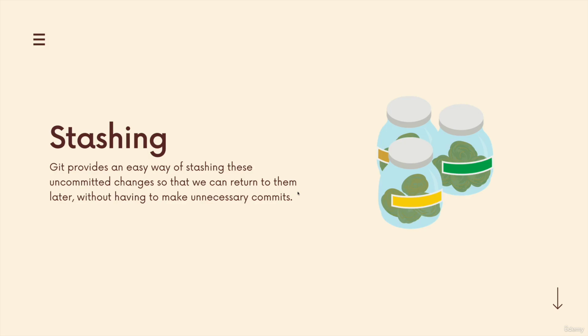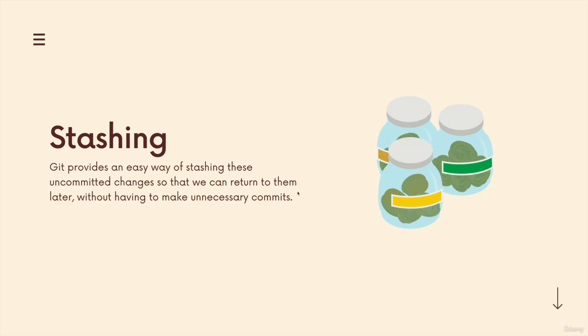All right, so let's learn a bit more about how stashing actually works. We've talked about why; we've motivated it. Let's see the commands. Fortunately for us, Git provides a command called git stash that helps us stash uncommitted changes, and it allows us to return to them later without having to clutter up our history with unnecessary commits.